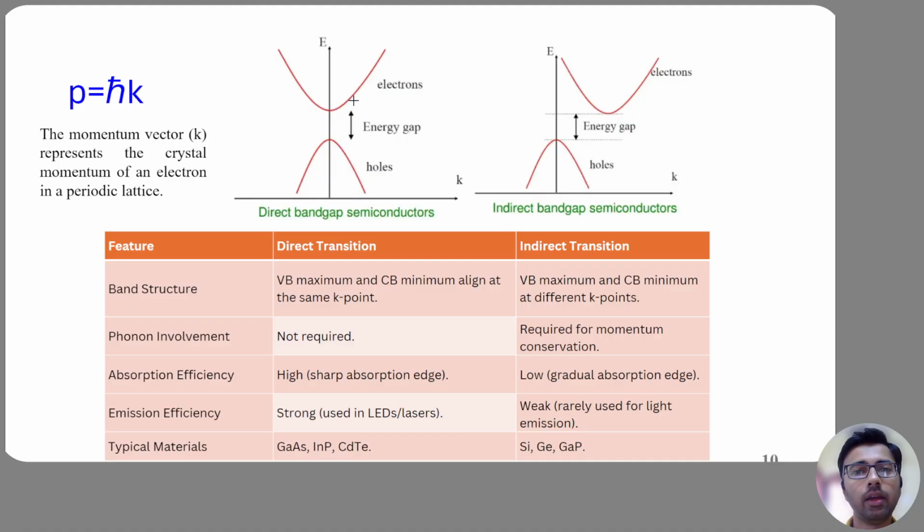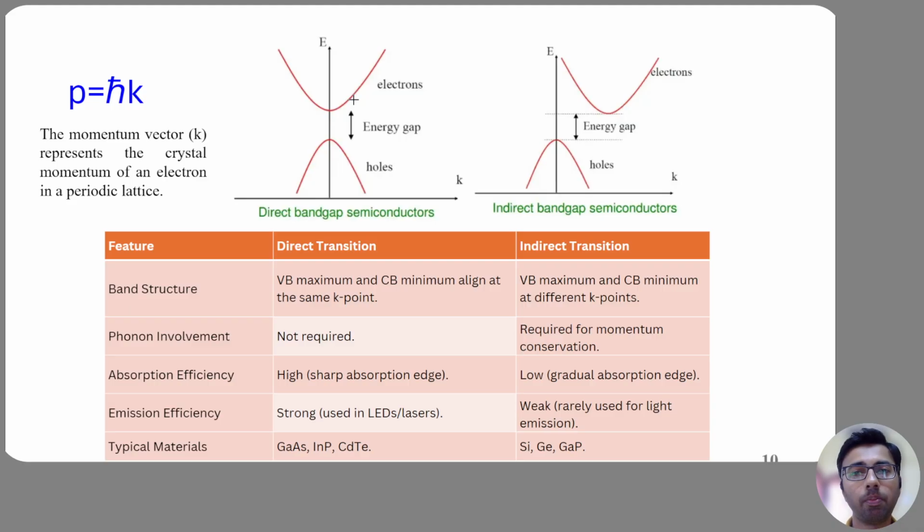First, consider a direct bandgap semiconductor. Here, the maximum of the valence band and the minimum of the conduction band occur at the same value of K. When a photon interacts with an electron, it supplies sufficient energy to cross the bandgap. However, photons carry almost negligible momentum.